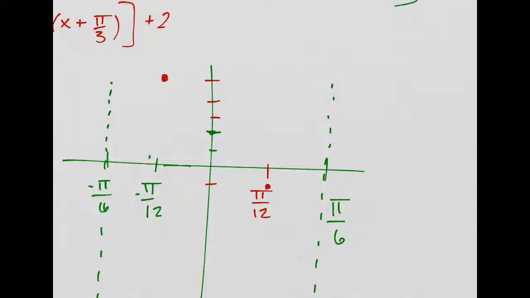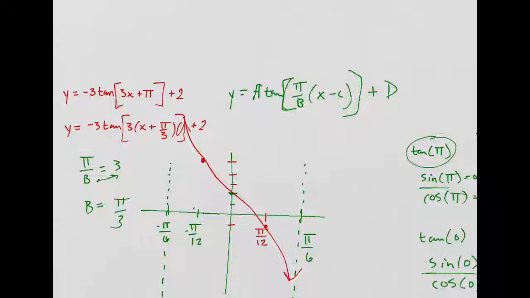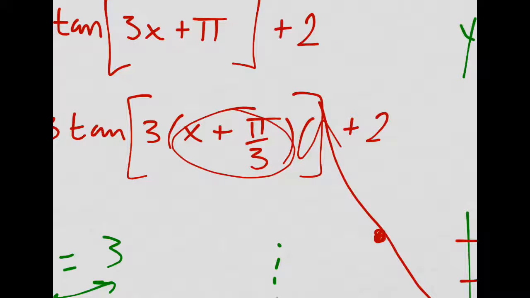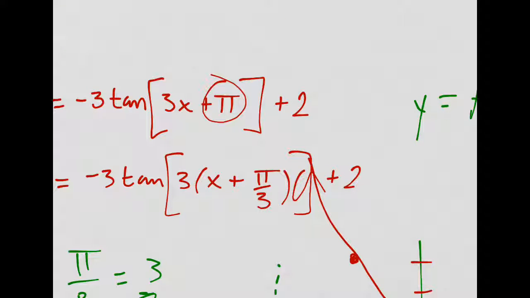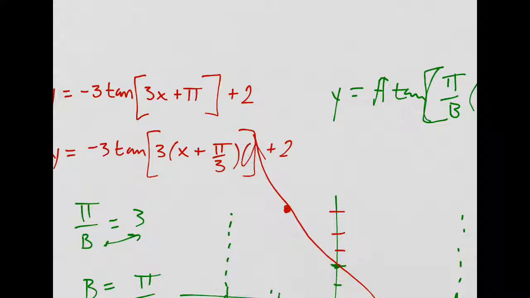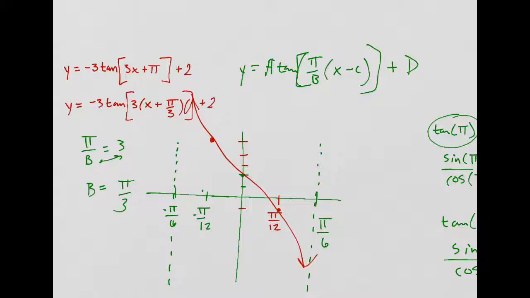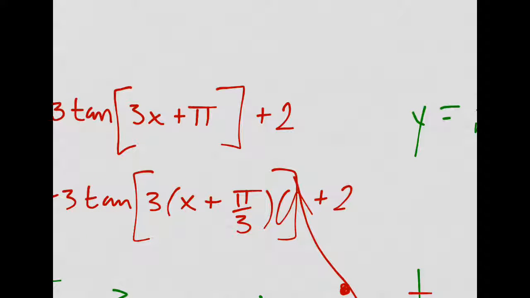Now some people are thinking, wait a minute, I thought we were supposed to shift. That's what I was doing wrong in class. I thought I was supposed to shift over by pi over 3. Well, that was this form. Here, we can shift over pi, but remember, the period for tangent is pi. So if you shift it over by pi, it really just looks like the same thing.